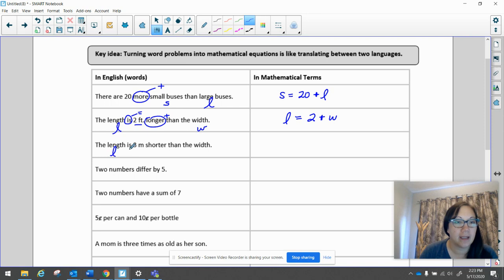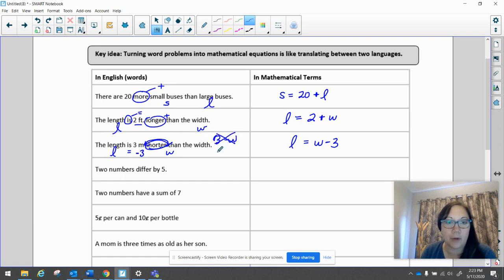So here the length is, means equals, 3 meters shorter than the width. So that actually means shorter than is going to be a -3 than the width. So we're actually going to switch these around because we don't like to say -3 plus W. So we'll say that the length is the width -3. So that one is tricky because it's not just as simple as saying minus sign. A lot of people think that means 3 minus W, which is wrong. It's actually W minus 3, shorter than the width. So if you take the width and take off 3, that gives you the length.